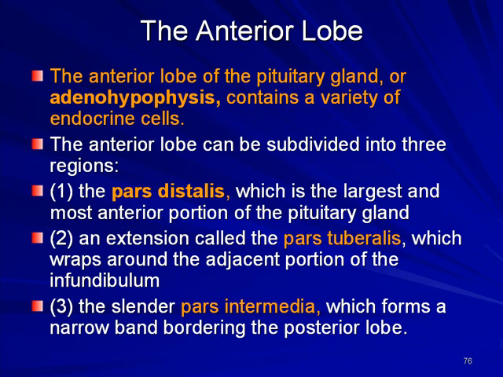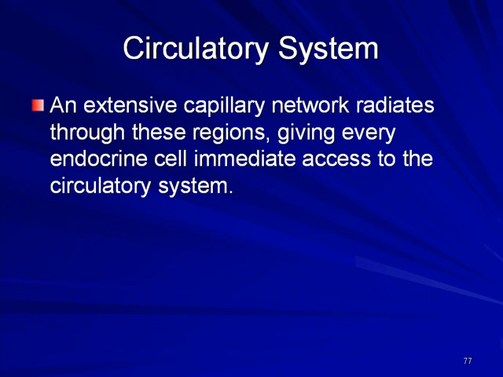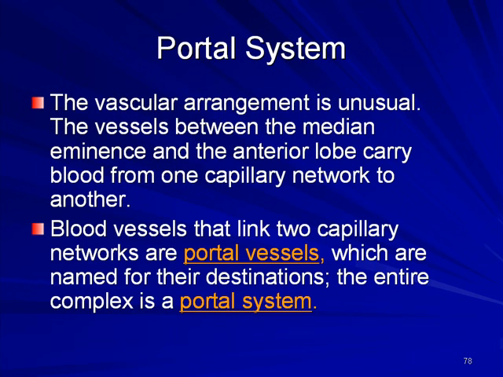Oh, I got it highlighted because this is where the parts of the anterior pituitary gland are: pars distalis, pars tuberalis, and pars intermedialis, or intermediate. Now, in the circulatory system, there's an extensive capillary network that radiates through these regions, giving endocrine cells immediate access to the circulatory system.